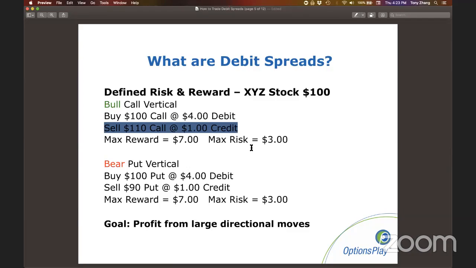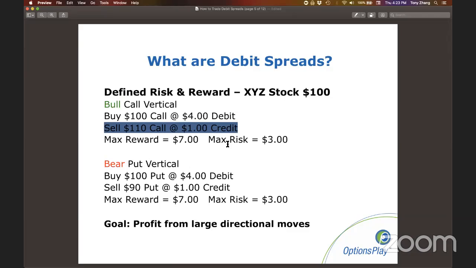What that means now is that your max risk, instead of $4 when you just bought the call, is now only $3 when you trade the spread. So you're reducing not only the cost, but also the max risk that you take on a trade. And that also increases the max reward on that trade, because you're buying a 100 call and you're selling a 110 call, and the width or the distance between those two strikes is $10.